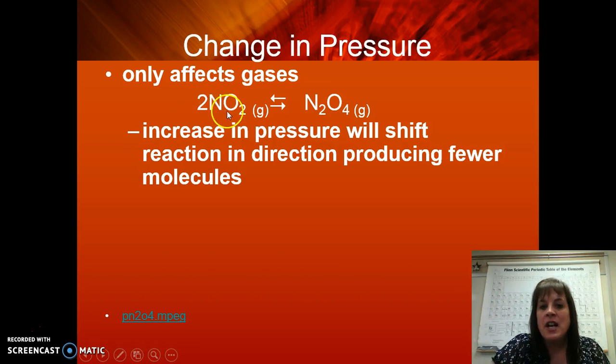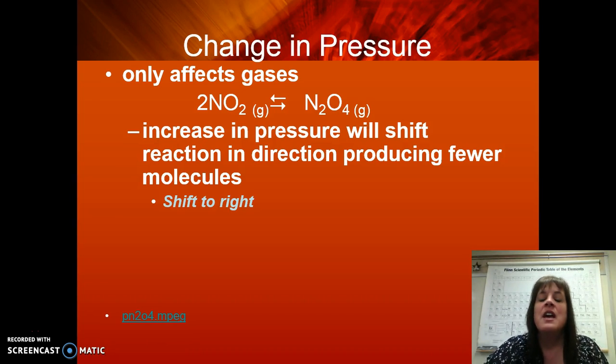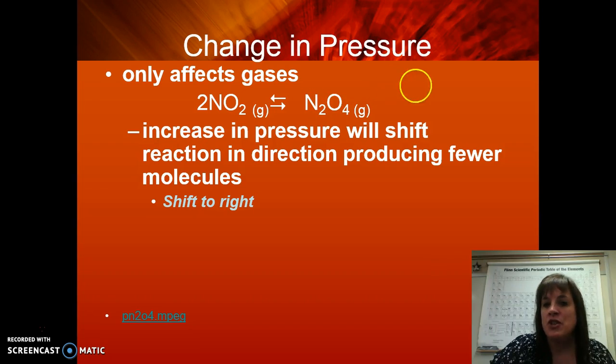So in this reaction, I have 2 molecules of NO2, and I have 1 molecule of N2O. So if I increase the pressure in this reaction, it's going to shift in the forward direction. It's going to combine 2 molecules and make 1. Then I have fewer collisions because I have fewer molecules, and it will reduce the pressure. So if I increase the pressure, it shifts in the forward direction to reduce the number of molecules.